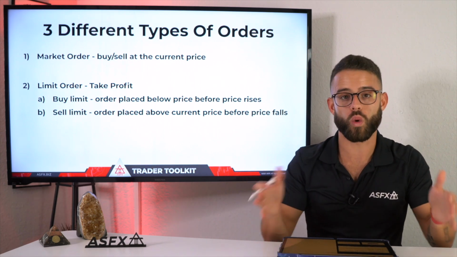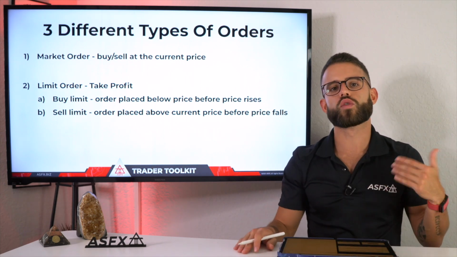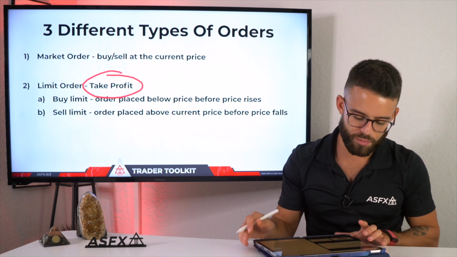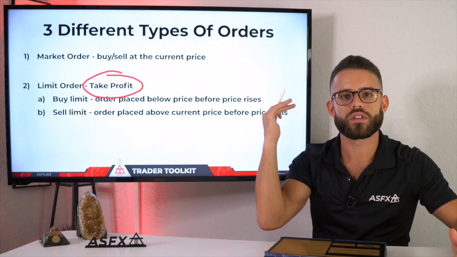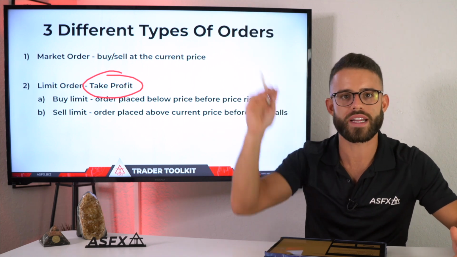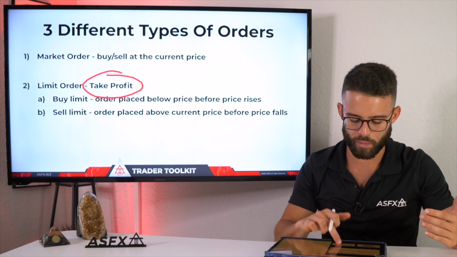Now, the 2 types of limit orders. The reason why I put right here that they're also like your take profit orders is because if you're buying it, you need a limit order above to take out that long position when it hits your take profit, and vice versa for the short positions.